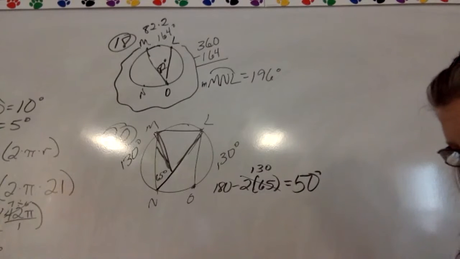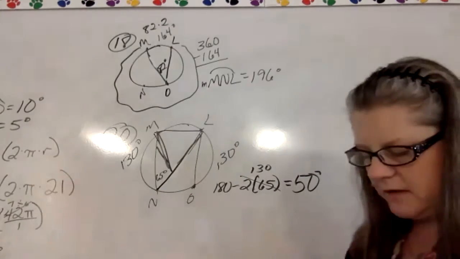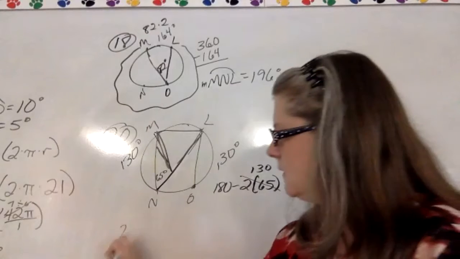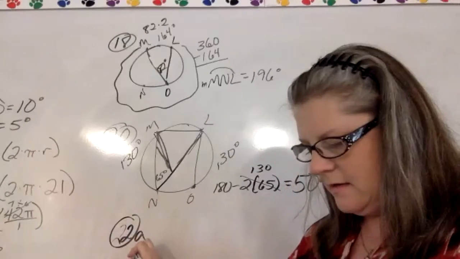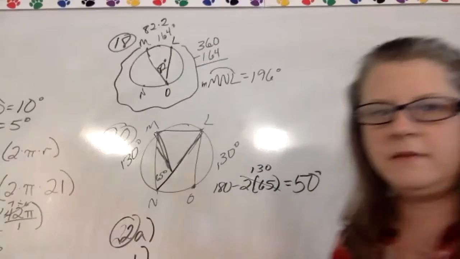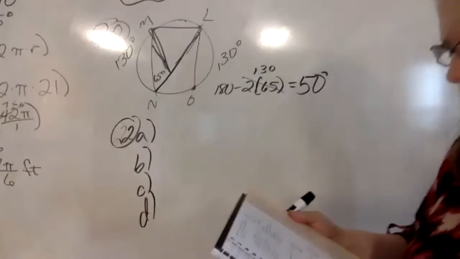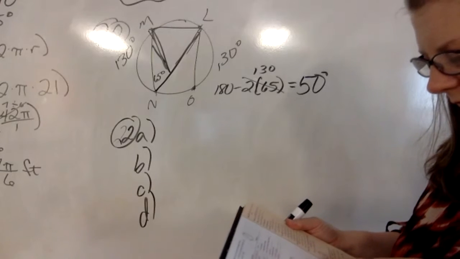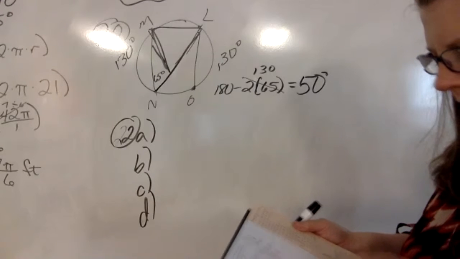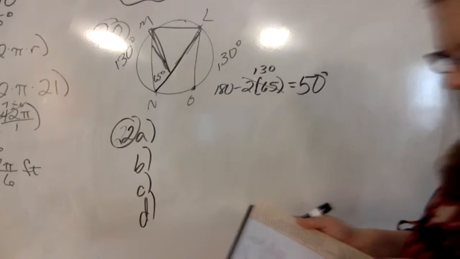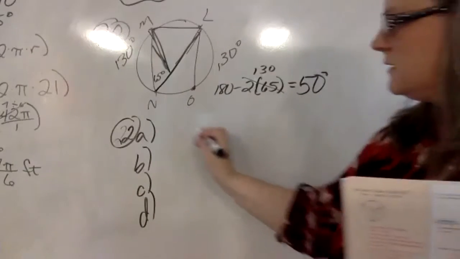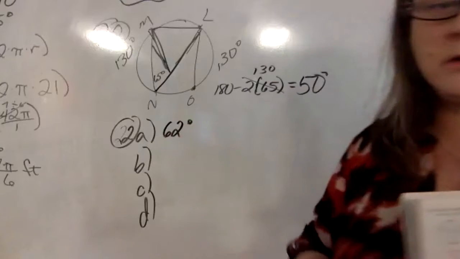Number 22 is looking at a different picture, so maybe I'll do better on that one. Number 22 has a bunch of parts: A, B, C, and D. On 22, for arc EF, you look at what angle it intercepts. The little angle that it intercepts at H was 31 degrees, so EF will be twice 31, which is 62 degrees.